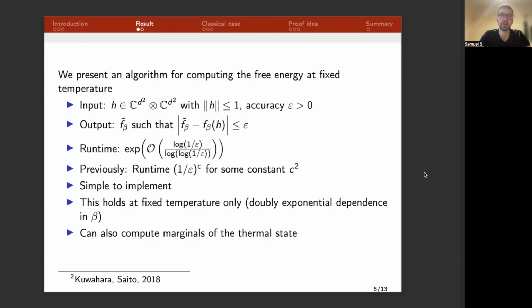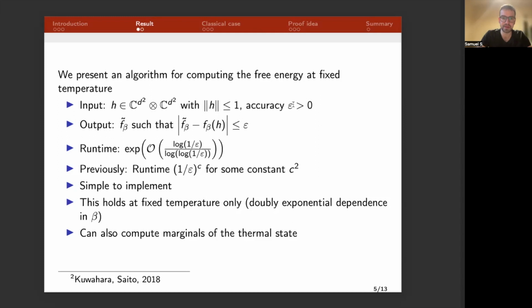So with this in mind, we are able to look at the main result of our work, which is an algorithm to compute the free energy at a fixed temperature. The algorithm takes as input this interaction matrix, described by a d squared times d squared matrix. These interaction matrices are assumed to have norm no bigger than 1, otherwise you could just include the beta dependency in the H. Furthermore, what we take as the actual input of the algorithm is the accuracy that we want to achieve, so some number epsilon greater than 0.